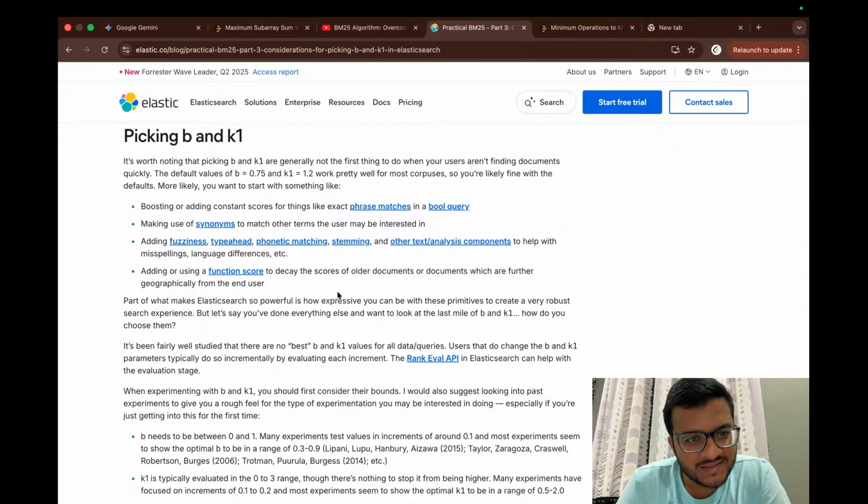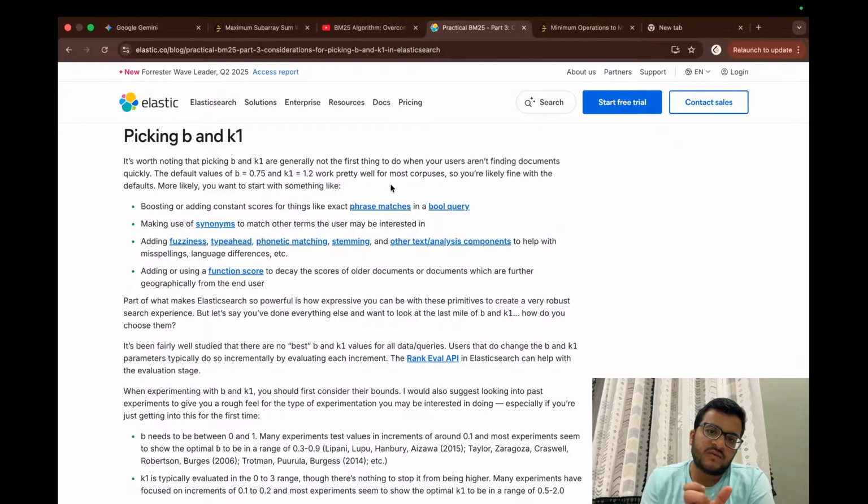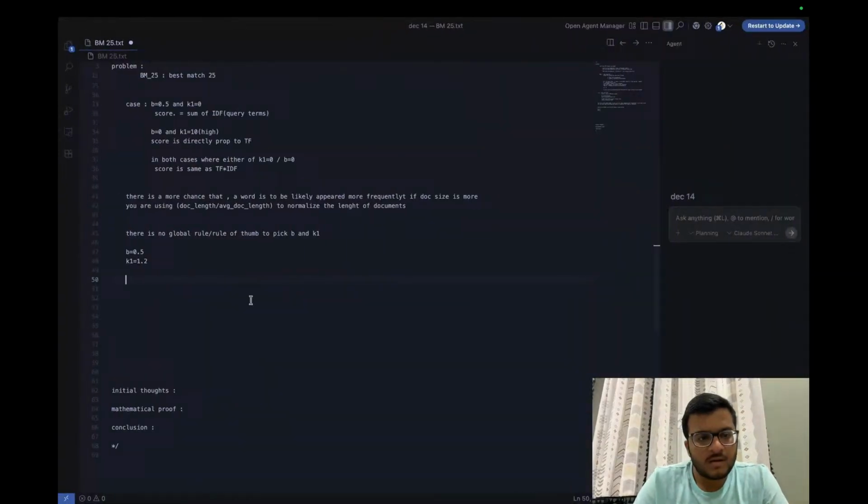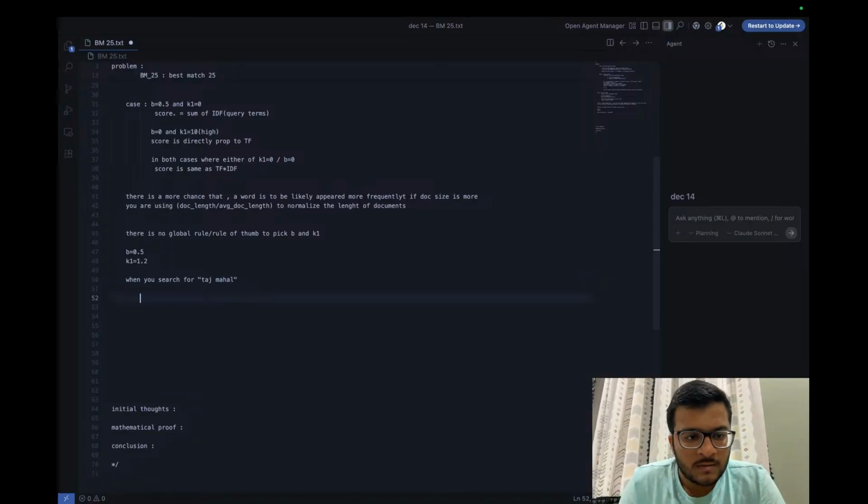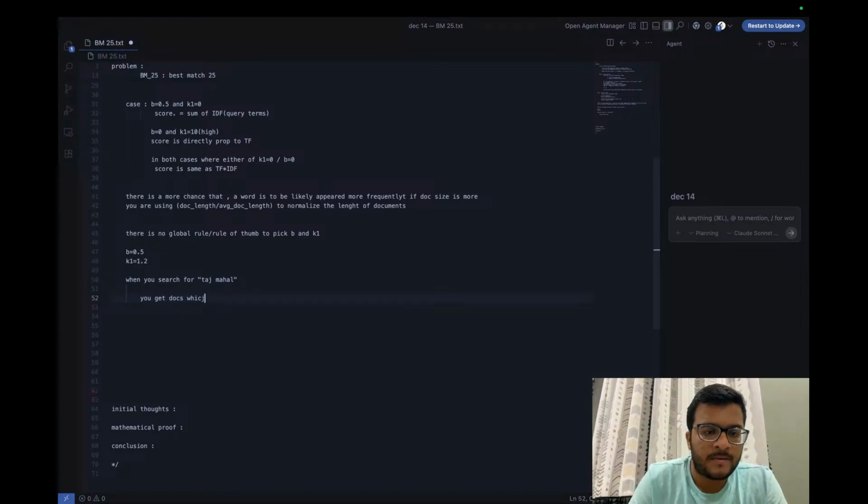that show that Elastic is so powerful compared to other search engines, because it's not only searching for keywords. So what happens is, when you search for Taj Mahal, right? You get docs which contain Taj and which contain Mahal. And based on this, you need to re-rank the documents and return them.